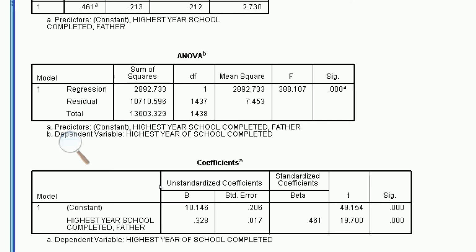And then below that, highest year school completed father, that's the regression slope of the effect for father's education. And so that tells us that for a unit increase in father's education, or a year increase in the father's education, it's predicted that the respondent will gain an additional approximately a third of a year of education, so 0.33 if we round it. And so every time the father's education is increased by a year, it's predicted that the respondent's education will increase by about a third of a year.